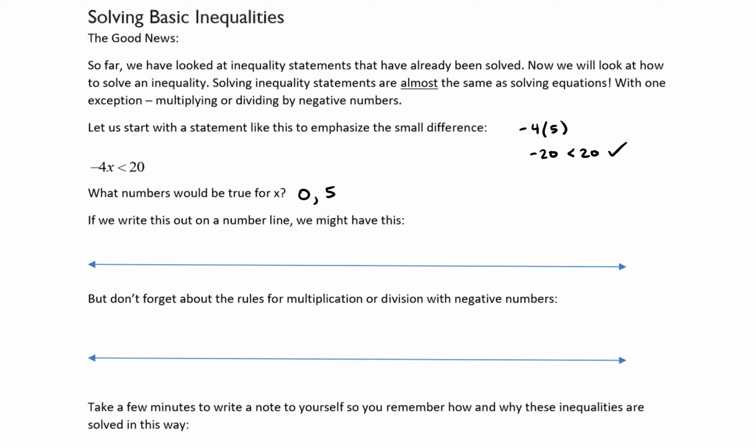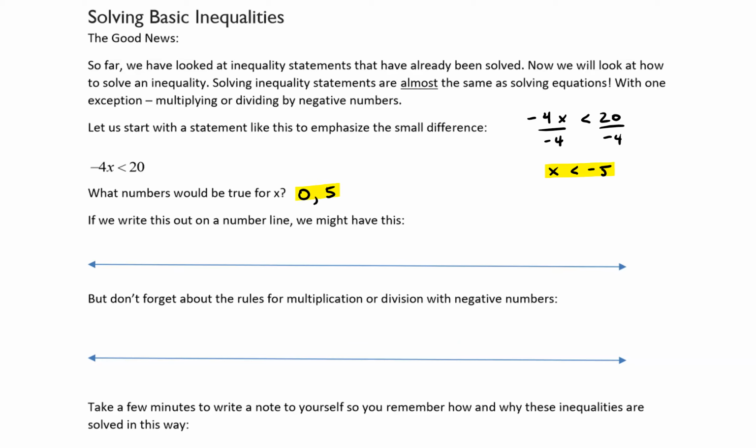So if that's the case, can we just solve an inequality like we would an equation? Well, let's see. So I have negative 4x is less than 20. What if I divided both sides by negative 4? I would get x is less than negative 5. Well, we know that that's not true because 0 and 5 are not values that are less than negative 5.